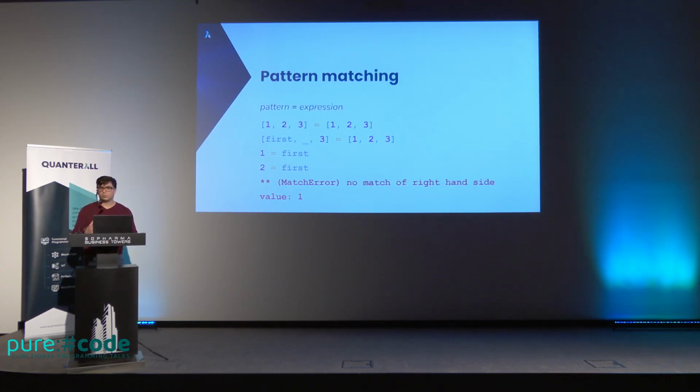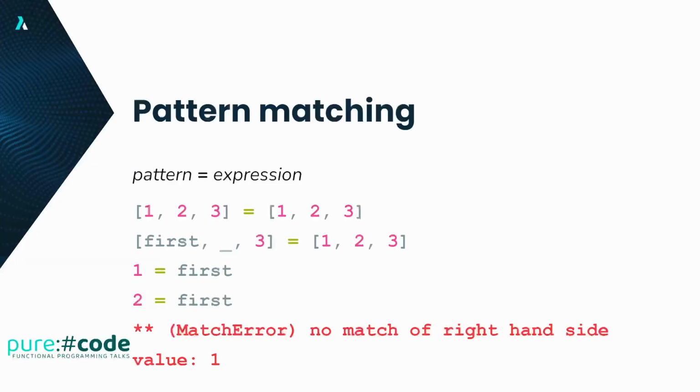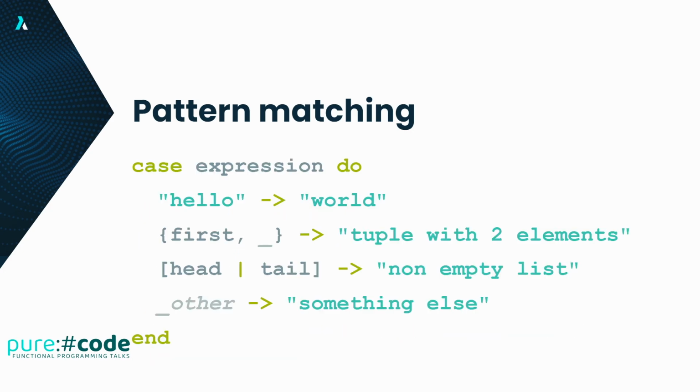So then, what could we do in order to attempt multiple possible patterns? Well, there are multiple ways to go about it in Elixir. One way to do it is using the case block. The case block allows you to specify multiple possible match clauses for a given expression or value.